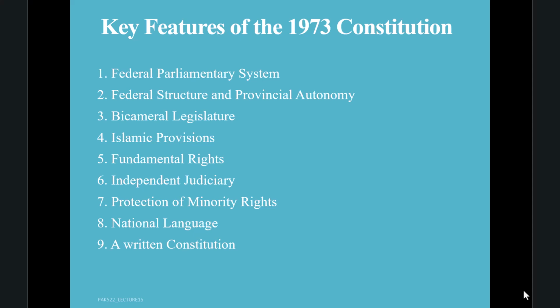Now the written constitution. The 1973 Constitution is characterized as written because its provisions are deliberately codified into a single comprehensive legal document. Unlike unwritten constitutions such as the UK's, which rely heavily on convention and common law, the 1973 Constitution acts as the supreme law which defines, separates and limits the powers of the legislature, executive and judiciary. It consists of 12 parts, 280 articles and 6 schedules.